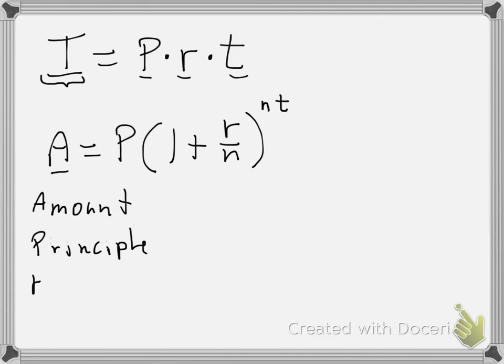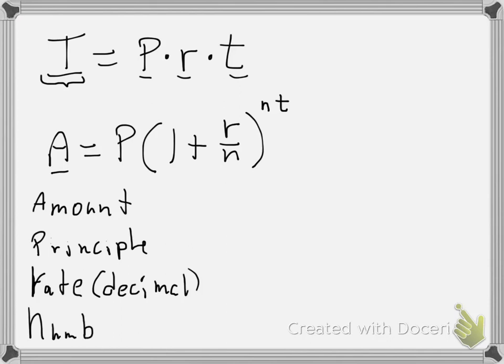R is the interest rate, and that's always a decimal, always. N would be the number of compoundings. And we'll talk more about that in a little bit here. And T, of course, is time.